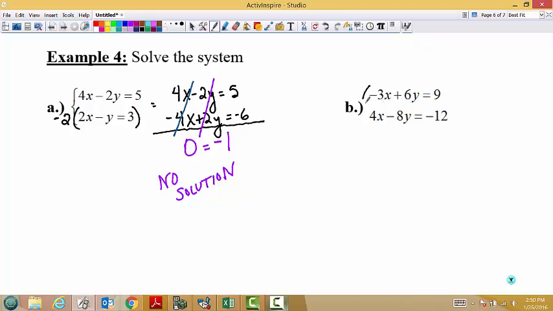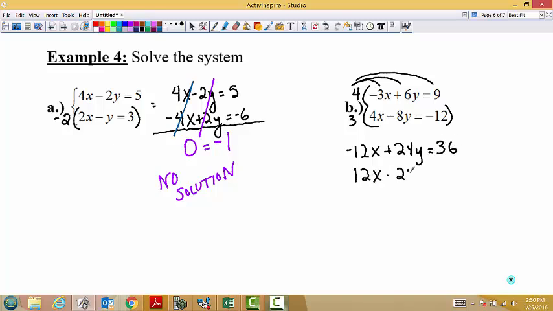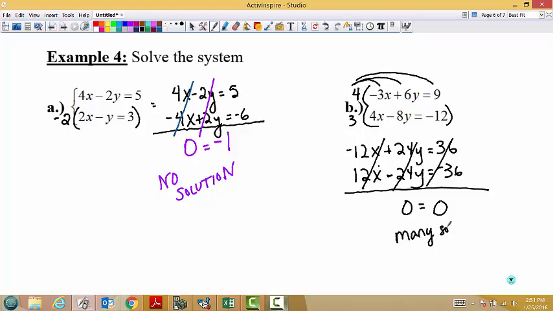3 doesn't go into 4, 6 doesn't go into 8. So let's multiply the top by 4 and the bottom by 3. So on the top, I would get negative 12, positive 24, and 4 times 9, 36. And on the bottom, I would get 12, negative 24, and negative 36. Look at that. Everything cancels. So if everything cancels, you get 0 equals 0. That is true. So that's many solutions. It's one line, like we talked about yesterday.